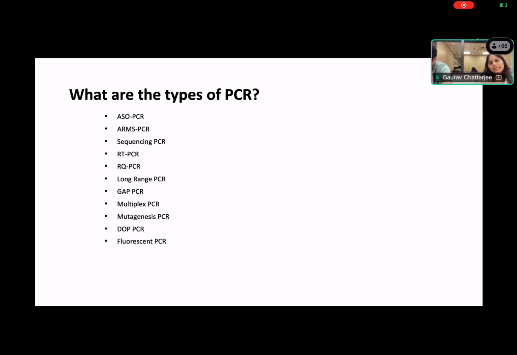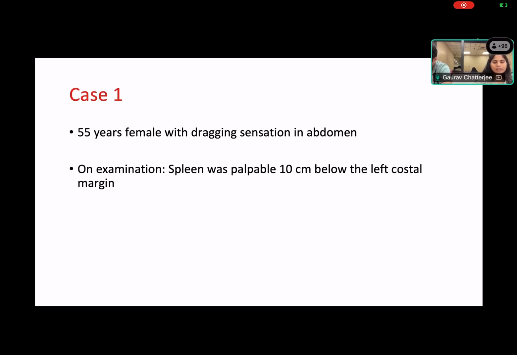So let's go through that case and see what is there. Can Tapan read the history of this case? Case 1, a 55-year-old female with a dragging sensation in the abdomen. On examination, the spleen was palpable 10 cm below the left costal margin. Correct. So what do you think till now? What possibility will you think with this history?